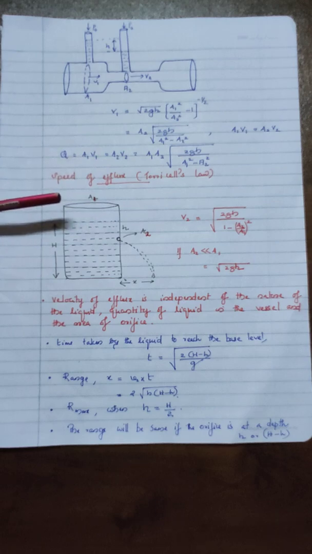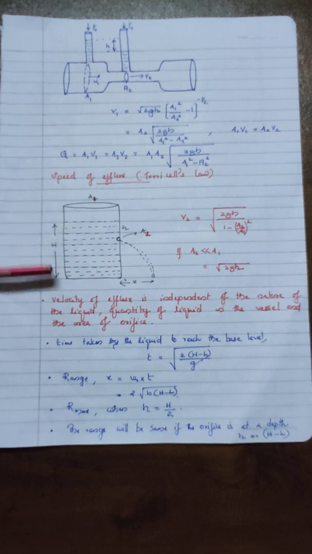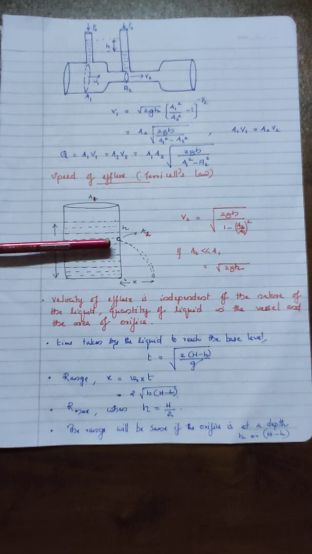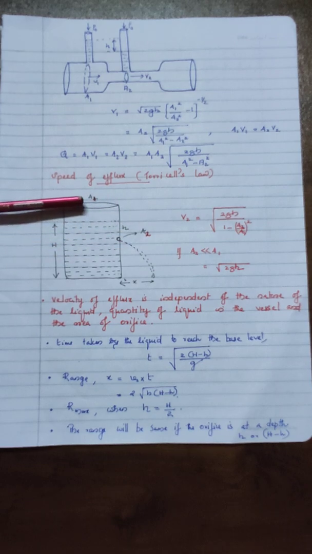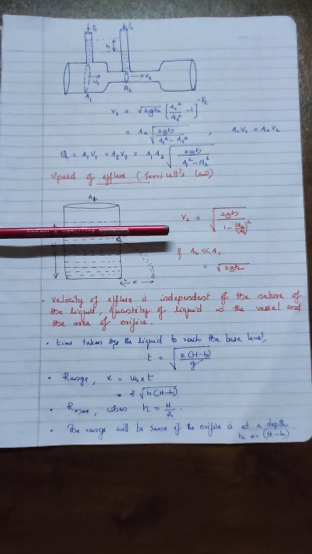The speed of efflux, the velocity of efflux, Torricelli's law. In a container, the surface of the liquid is at a height h from the bottom, and suppose there is an orifice having area of cross section A2 at a depth h from the surface. If the container has area of cross section A1, then the velocity from the orifice, a very, very important concept, is root of 2gh by 1 minus A2 by A1 the whole square.